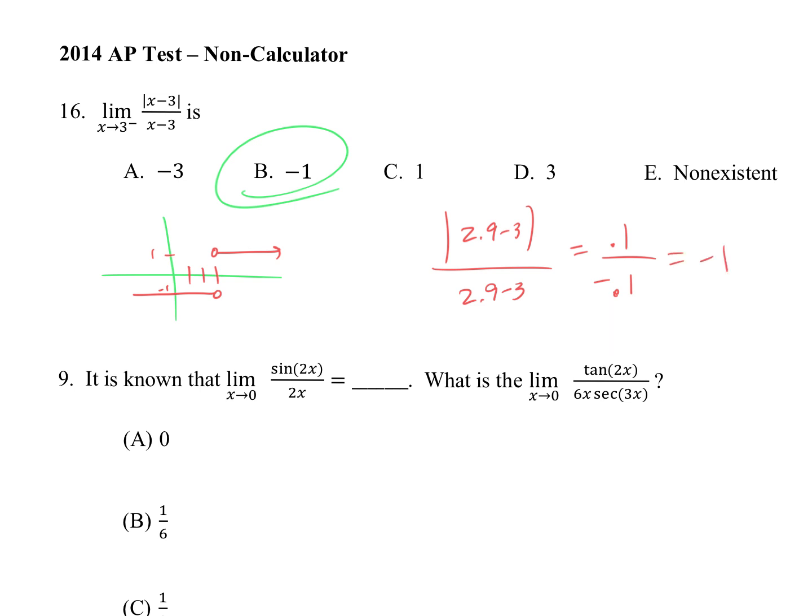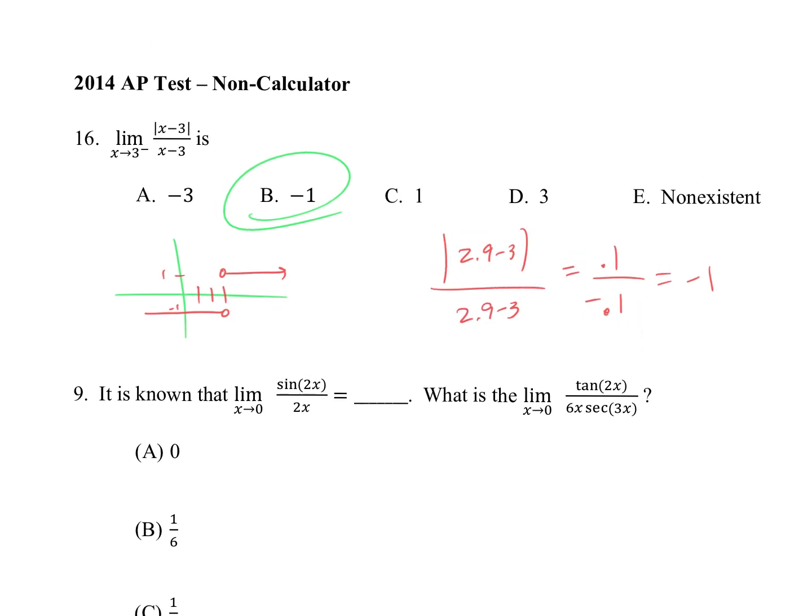Yeah, any number over itself is just 1. The negative is just going to stay. You're like, what if I wouldn't have chosen 2.9? What if I would have chosen 2? I'm like, okay, well, let's try a 2.